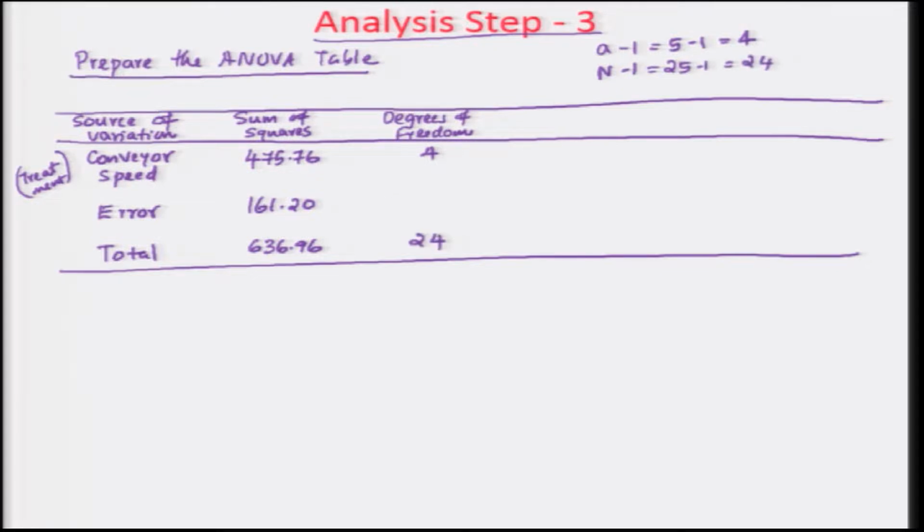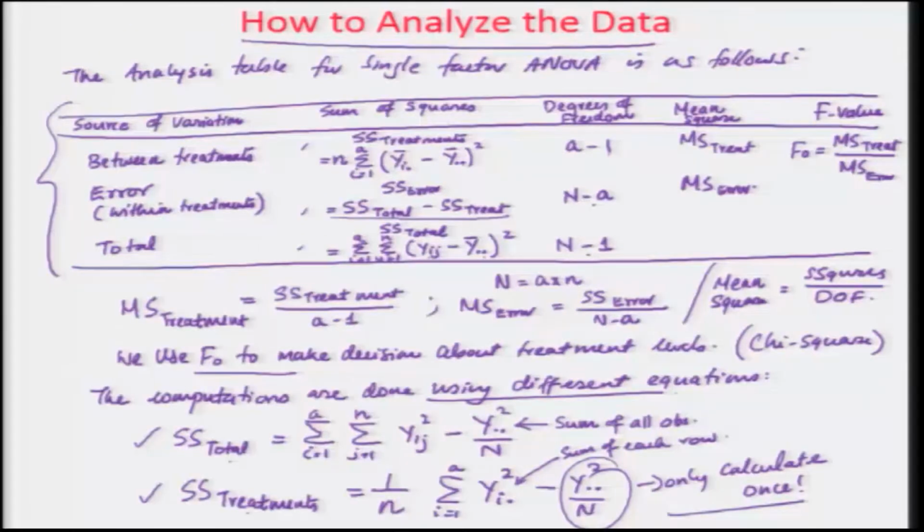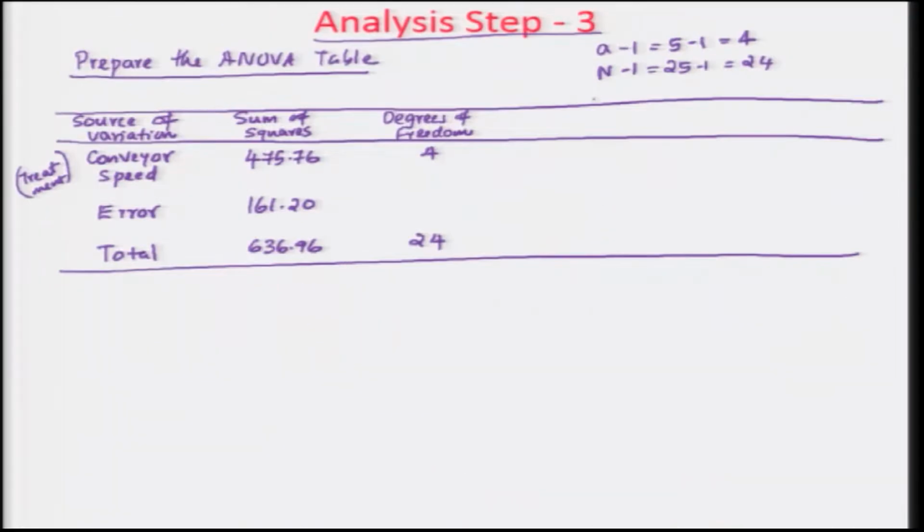And the error degrees of freedom was written as N minus a. So, if you think about it as N minus a, that is 25 minus 5 equals 20. This value is 20. One other way to check whether you got the degrees of freedom correctly is to look at these two, and their difference should be this difference.